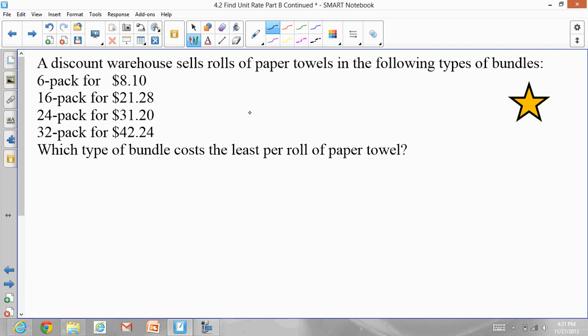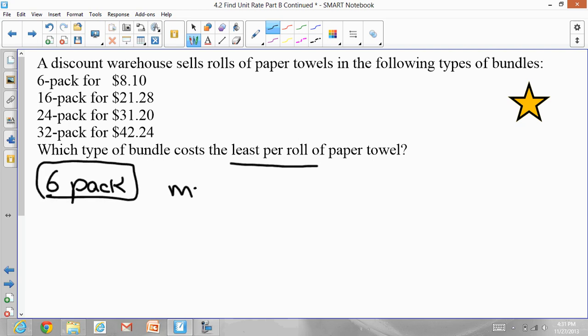A discount warehouse sells rolls of paper towels in the following types of bundles. Now you get a 6-pack, 16-pack, 24-pack, 32-pack, which is the same kind of question we did downstairs in building 2 when we did the Colgate toothpaste, the candy, and the other one. So make sure that you are understanding this question. Which type of bundle costs the least per roll? So 6-pack. What I'm going to do is write it as 6-pack.